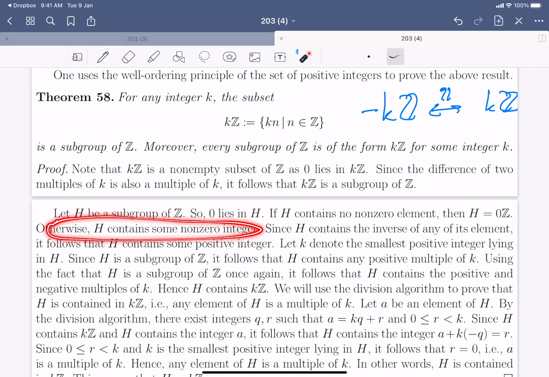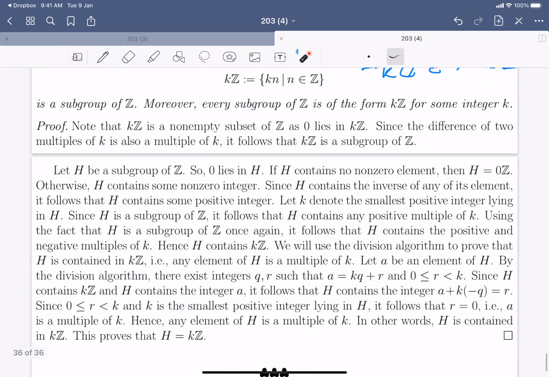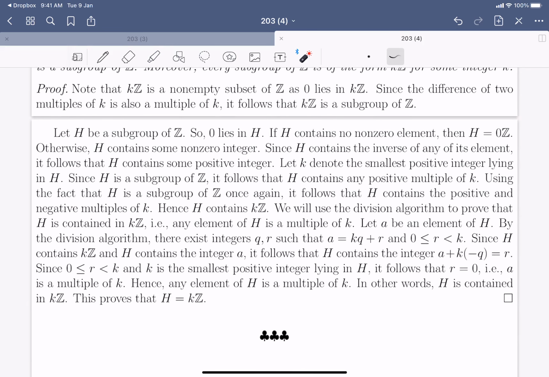Otherwise, when H contains some non-zero integer, then we are going to argue that H has to be of the form KZ. We'll use the division algorithm in that argument. Since H contains the inverse of any of its elements, there are positive integers in H. If you pick a non-zero integer from H, it is either positive or negative. If it is positive, then H contains a positive integer. If it is negative, H being a subgroup has to contain its inverse, and the inverse of a negative integer is positive. So H has to contain some positive integer.